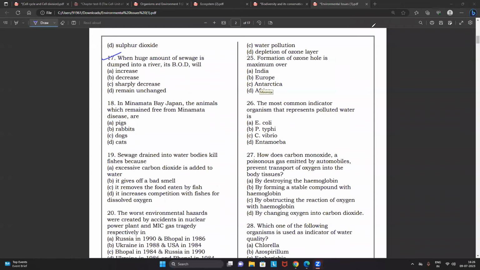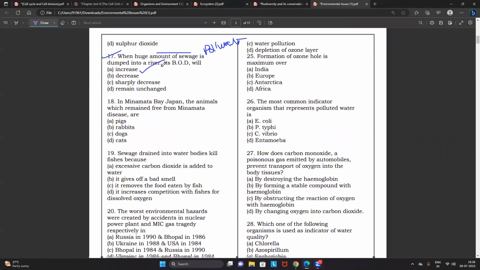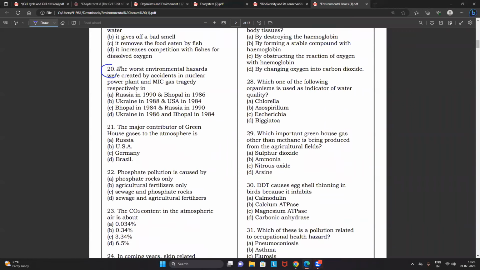Friends, the more sewage there is, it means more pollutants are present. If more pollutants are present, undoubtedly what happens to the BOD? The BOD has to increase. No need to get confused with that particular point. All of you, please answer question number 20.